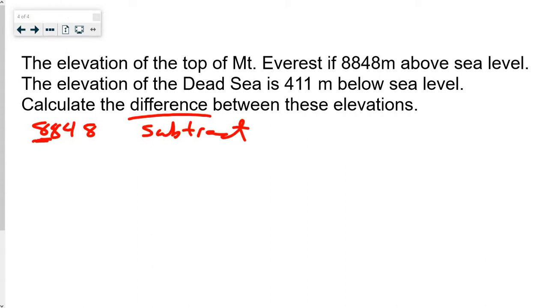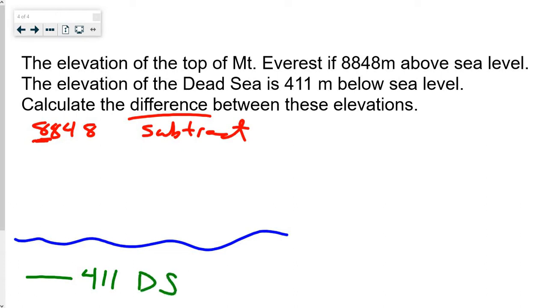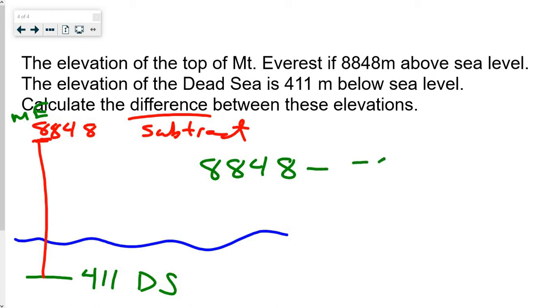Let's draw the sea again. Here's the sea here. And the Dead Sea is down here at 411. Dead Sea. And this is Mount Everest. So we need to find out how much this is right here. If we take 8,848 and we subtract negative 411, because that's how much it's below.